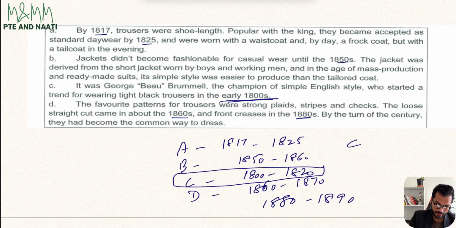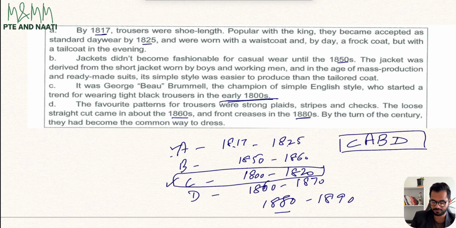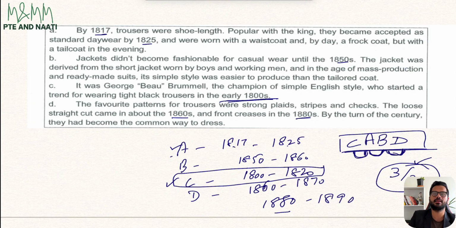Followed by A, which is 1817 to 25. A would definitely come after that. Then B is 1850, and D is 1860 and 1880. That means the B sentence has to come after that, and finally followed by the D sentence. So my correct sequence for this reorder paragraph would be C, A, B, and D. And the correct pairs would be C and A, that's one pair, A and B, that's another pair, B and D, that's another pair. So in total, if I get all these right, I would get 3 pairs correct out of 3 in my real exam.